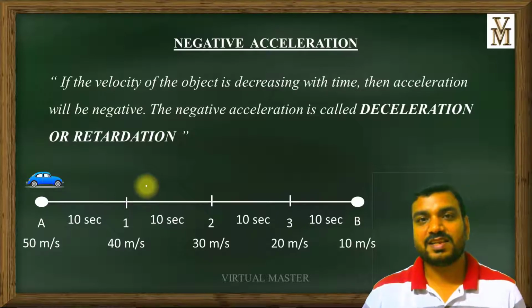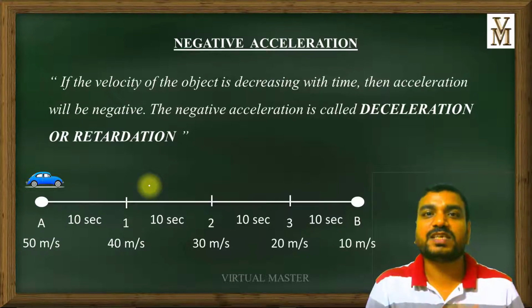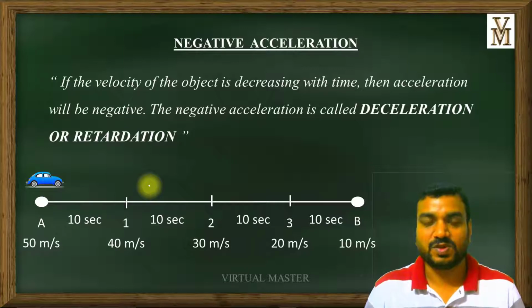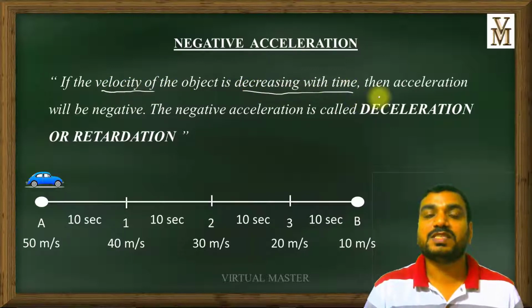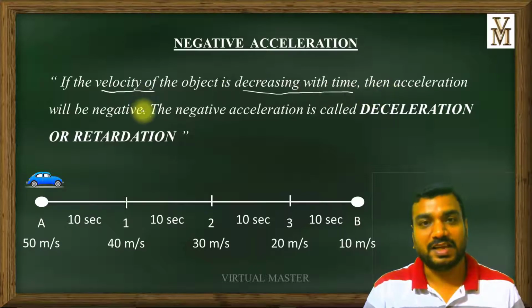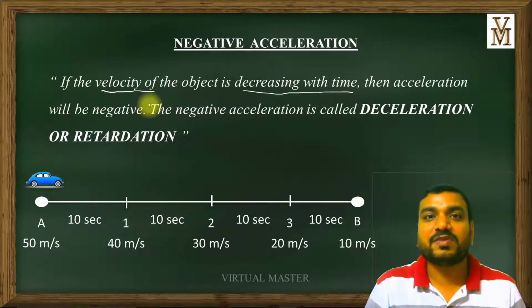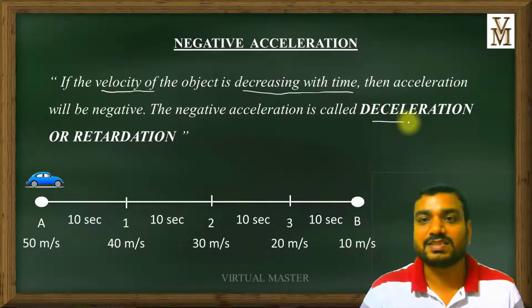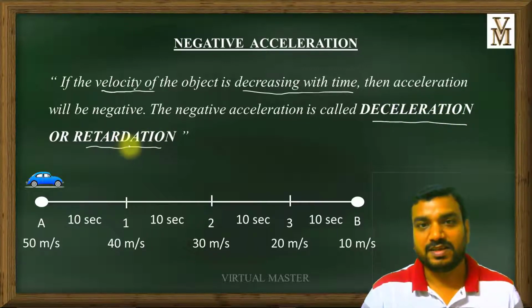So what is negative acceleration? For an object in motion, if the velocity of the object goes on decreasing, then we say that the object is having negative acceleration. If the velocity of the object goes on decreasing with time, then we say that the acceleration will be negative, or the object will be having negative acceleration. Now the negative acceleration is also called deceleration or retardation.